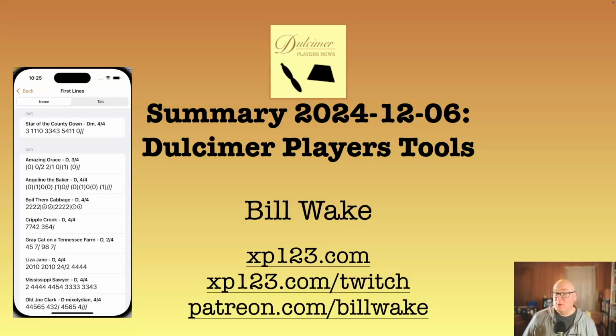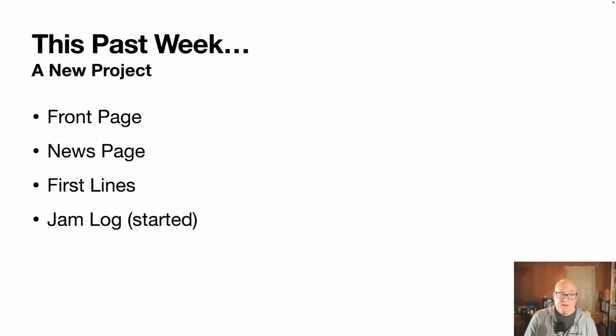This week we started a new project called Dulcimer Players Tools, and the idea is to build a little toolbox of things a musician might want to work with, a tuner, a metronome, various logs, and make a little app out of that. This past week we started off creating the front page. Within that, the first tool was a news page, then a first lines tool for mountain and hammer dulcimer, and finally a jam log we started but didn't get terribly far on.